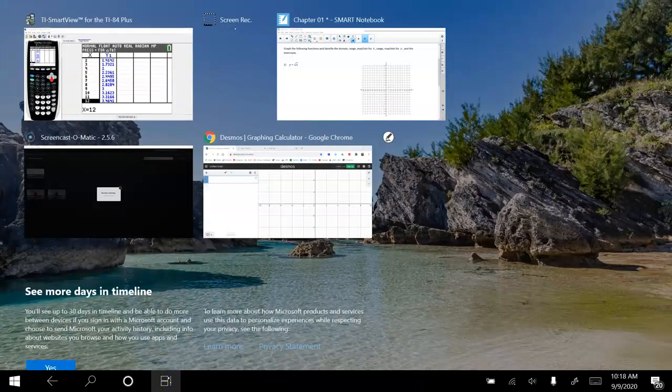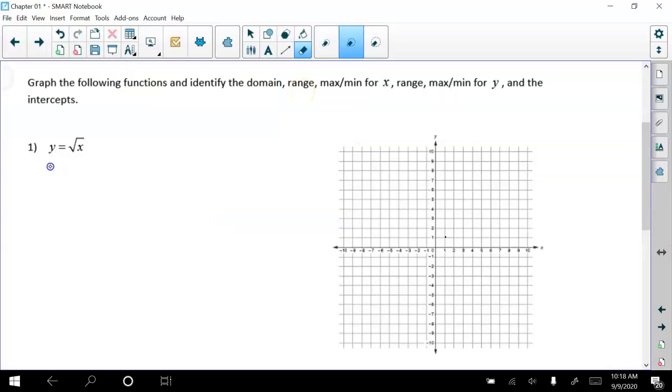So going back to our graph, I'm going to write our table for x and y. So when x is 0, y is 0. When x is 1, y is 1. When x is 4, y is 2. When x is 9, y is 3. So 0, 0, 1, 1, 4, 2, 9, 3. And we can draw our graph through those. And that's what our graph looks like.